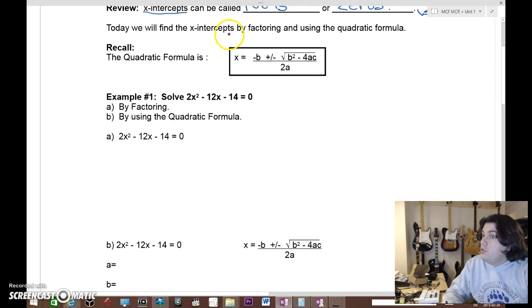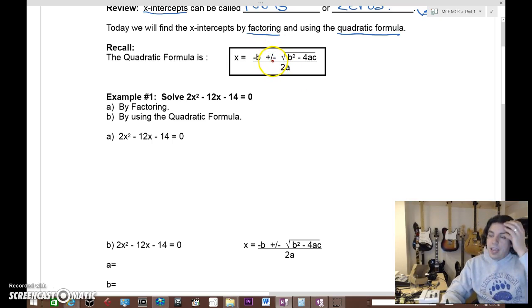Now, we're going to use two methods. We're going to factor, and we're going to use the quadratic formula. And the quadratic formula is written here. We'll talk about it in a minute, but first I want to focus on the factoring method, because when we can, it's typically a lot quicker just to factor. And we're actually going to talk about a third method today as well, but it's an easy one.